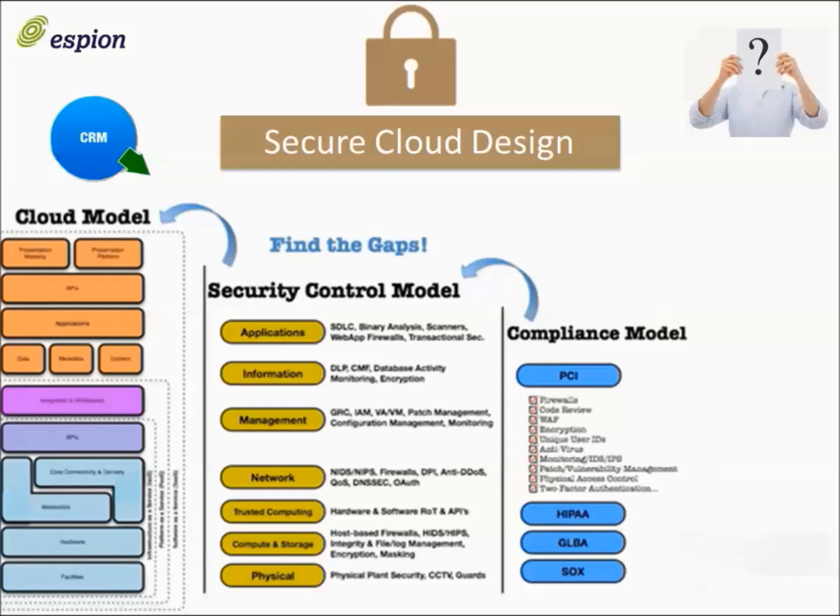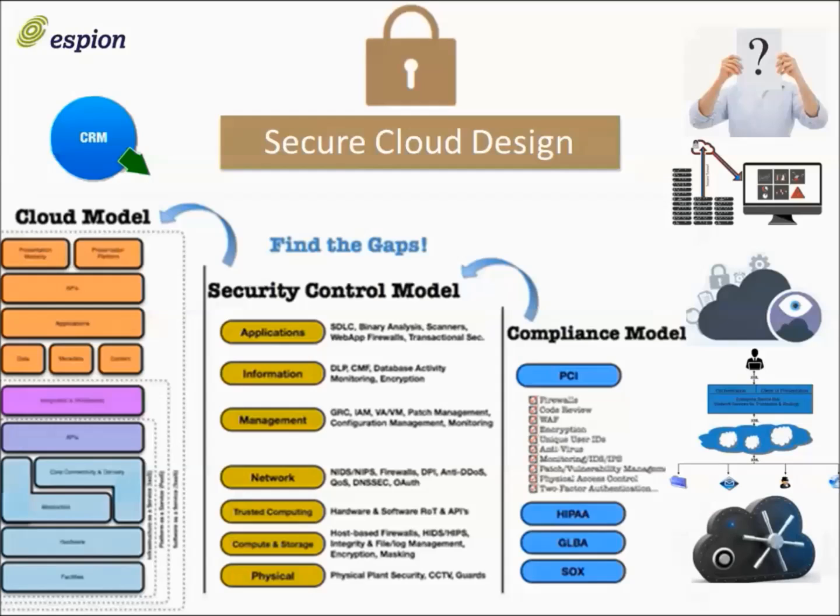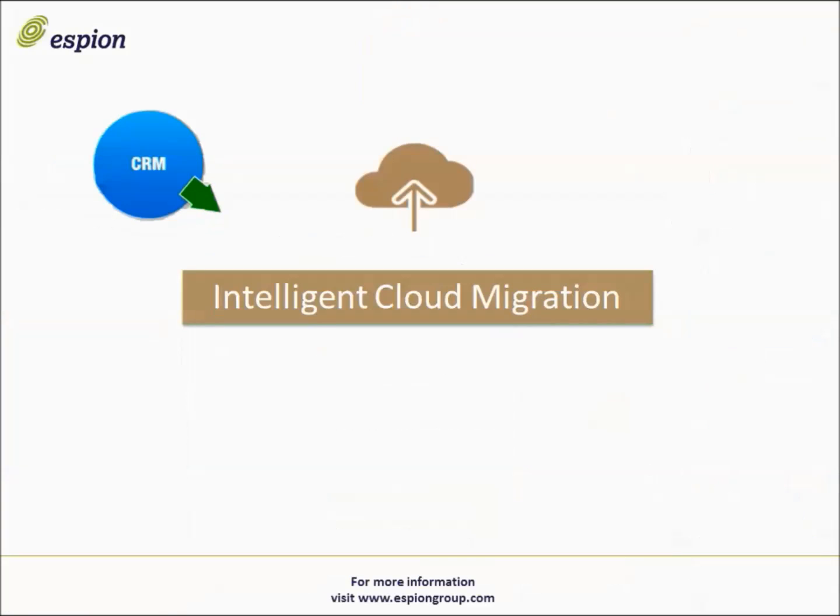So the likes of user access, we would look at security information and event management, we would look at cloud discovery and control, we would look at identity and access management, privileges, and we would also look at encryption and how to best secure that data in the most granular way. So this is all built into the secure cloud design phase. Next we move on to the intelligent cloud migration.